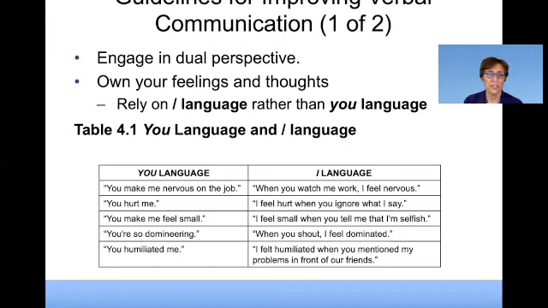So the you language is, you make me nervous on the job. The I language would be, when you watch me work, I feel nervous. So you see the difference there? So the first one, you make me nervous on the job, is putting the locus of control, remember we talked about locus of control, in the other person, like they can control how you feel. So people can't control how you feel, but we do influence each other. So this behavior, when you watch me work, I feel nervous.